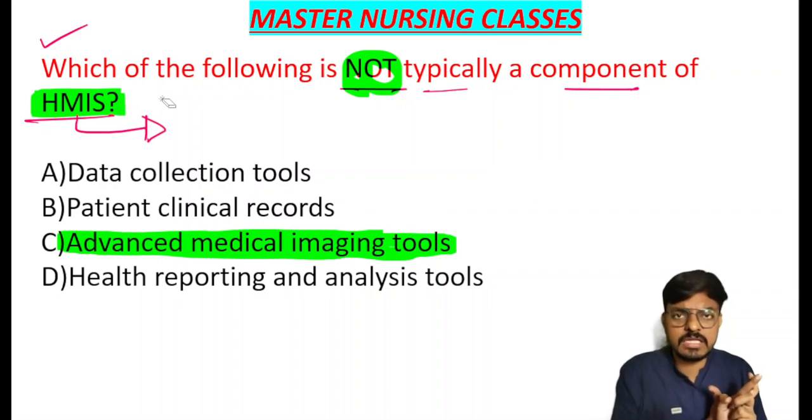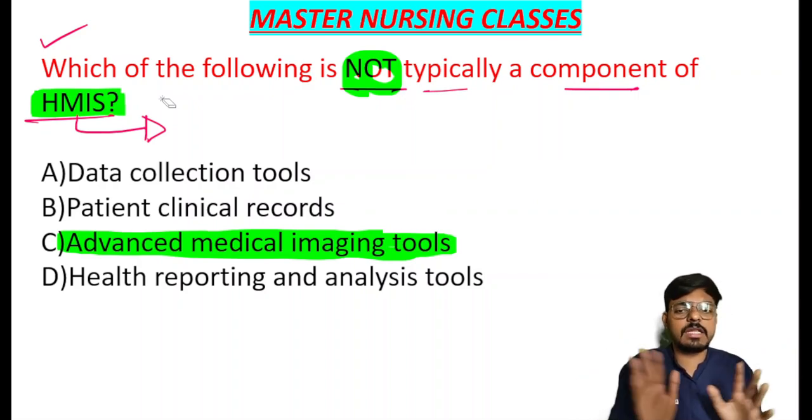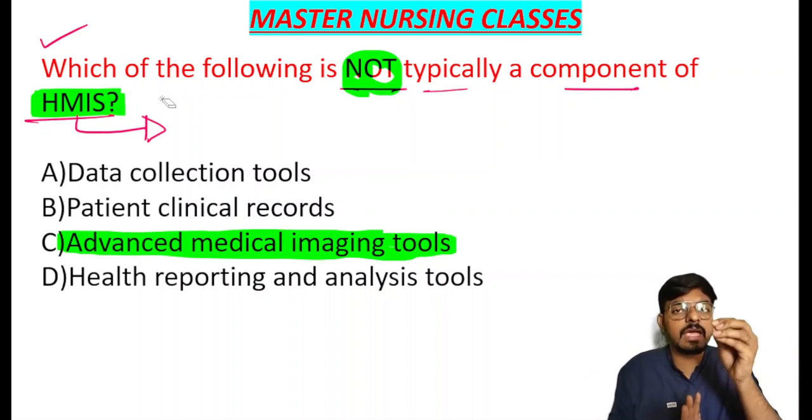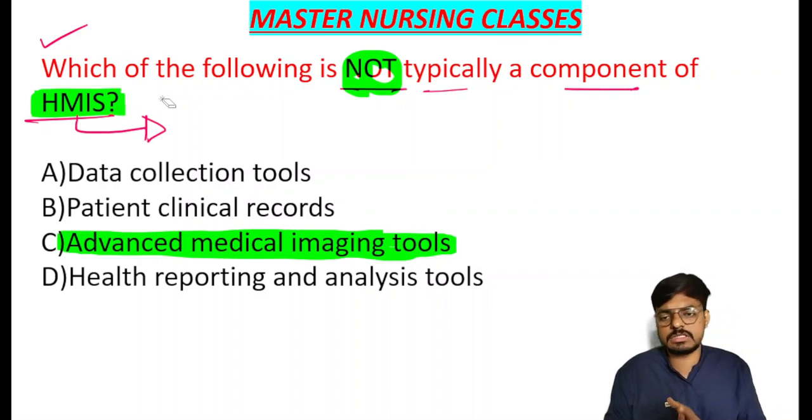The correct answer is the health management and information system. It is not for hospital management; it is for the client, for the health of the patient. It stores the records, reports, everything of the patient. This is related to the health management and information system. Option B is the correct answer.